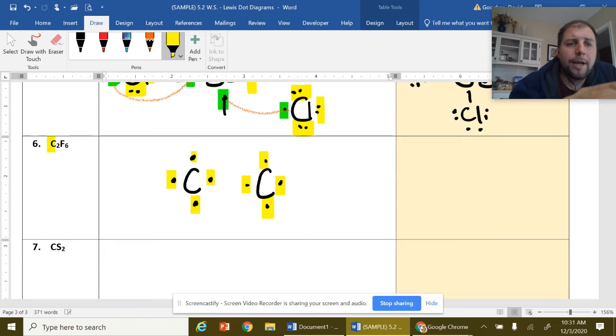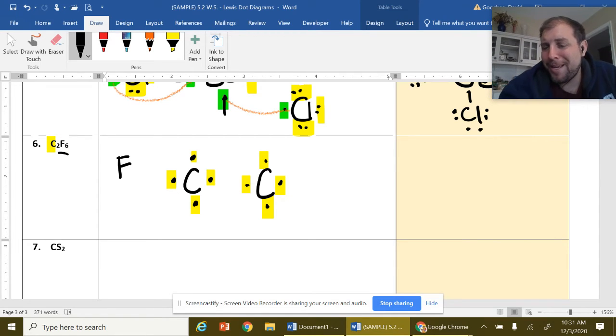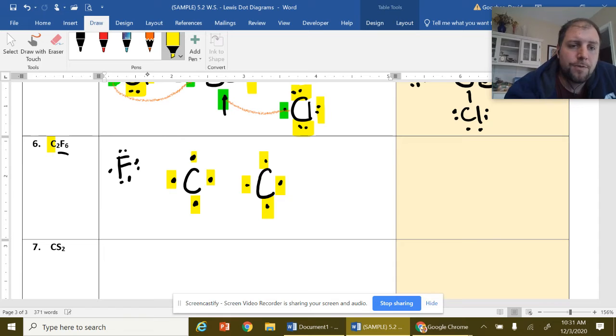And now I got myself 6 fluorines. Well, I'll draw them. This is where copying and pasting would help you out here. But here I go. 1, 2, 3, 4, 5, 6, 7. This fluorine will make 1 bond, and so will every single fluorine. 1, 2, 3, 4, 5, 6, 7.